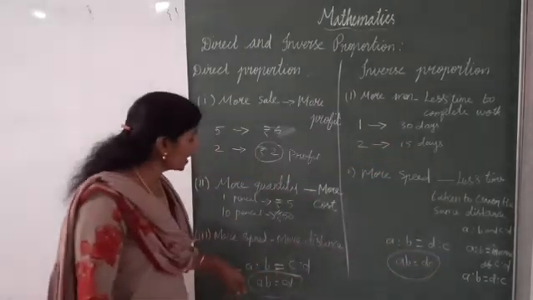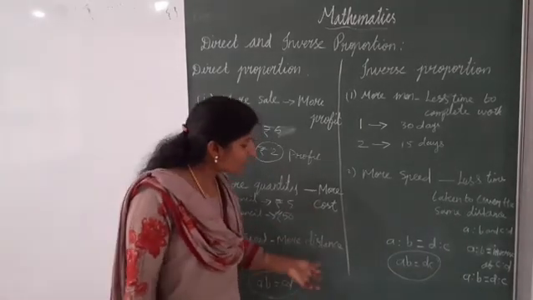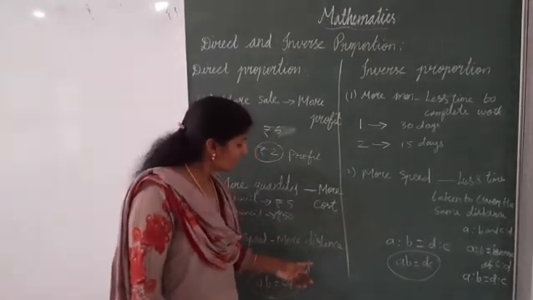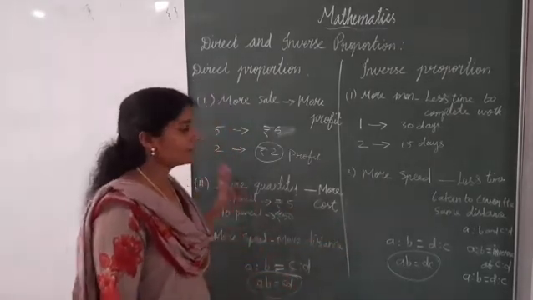But direct proportion, A is to B is equal to AB, C is to D is equal to CD. But inverse, this is the opposite direction. This will change. D is to C. Inverse of C is to D. That is the difference. Okay.